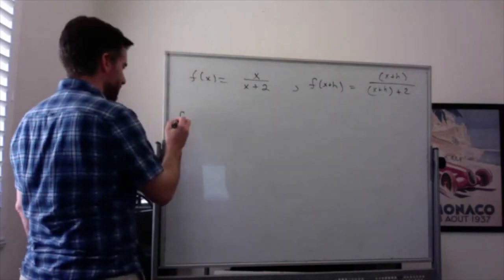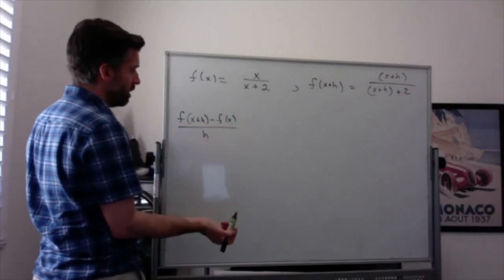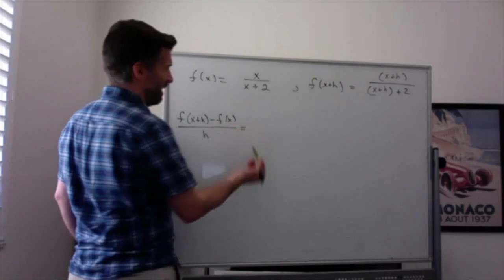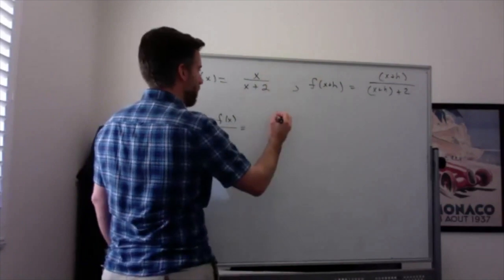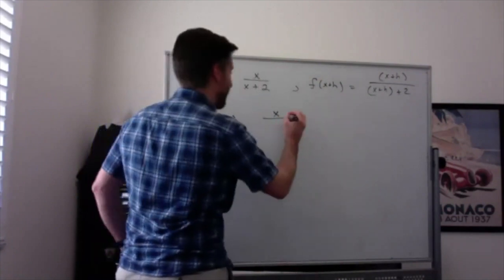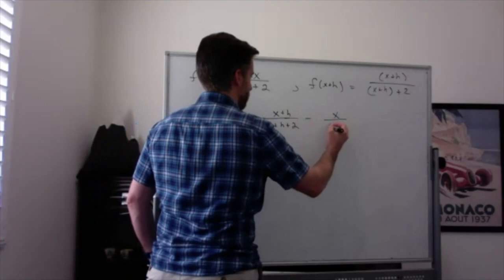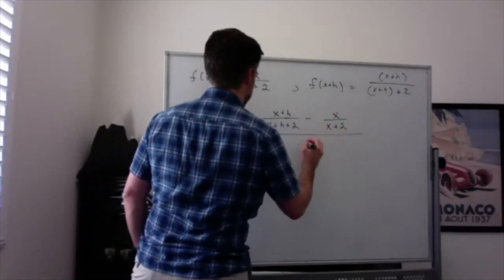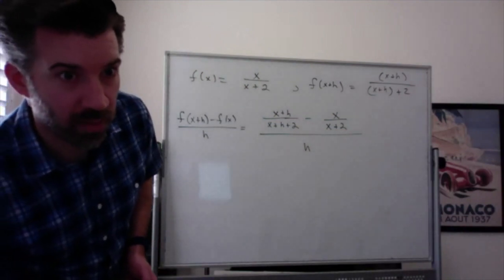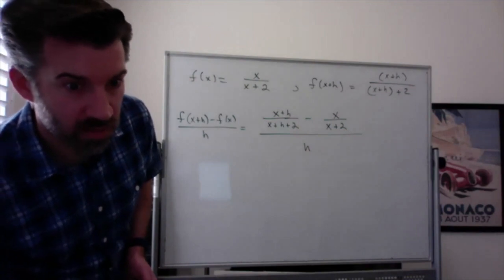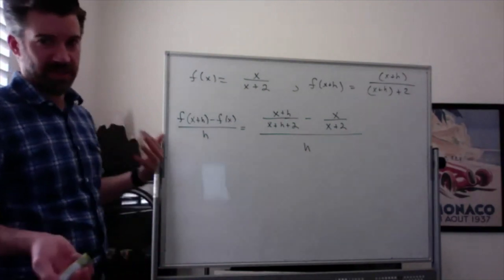So then, the difference quotient, f of x plus h minus f of x, all over h, is going to end up being kind of gross. It's going to be x plus h over x plus h plus 2, minus x over x plus 2, all over h. That looks kind of awful. It's okay. What I want to say is this looks terrible.